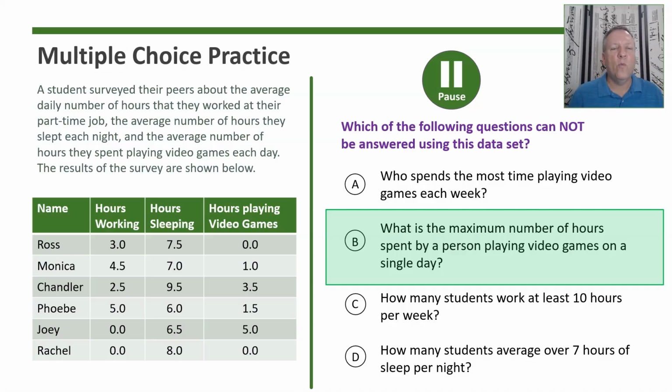But B says, what is the maximum number of hours spent by a person playing video games on a single day? We don't have that information. We have average hours per day, but we don't know what's the longest streak any of these people had sitting down at one given time playing video games for a single stretch. So we don't know the answer to B based on the data that we have. How'd you do?